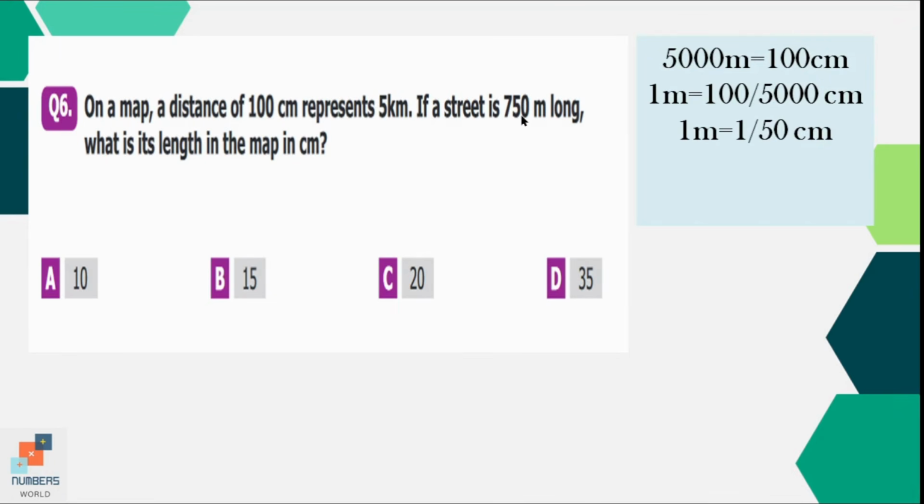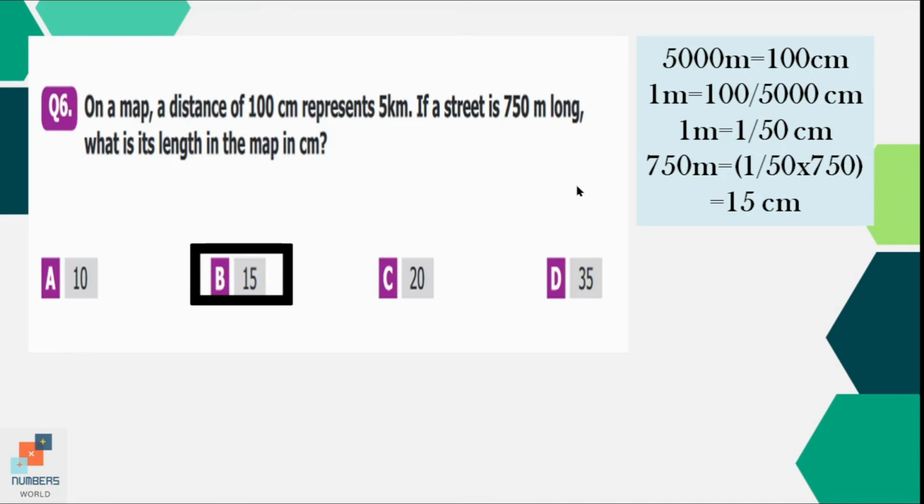Now, if the street is 750 meters long, what is the length on the map in centimeters? We can multiply 750 on both sides of the equation. So after solving it, we get 15 centimeters. So in other words, we can say that the 750 meters long street will be equal to 15 centimeters on the map. So option B is the correct option here.